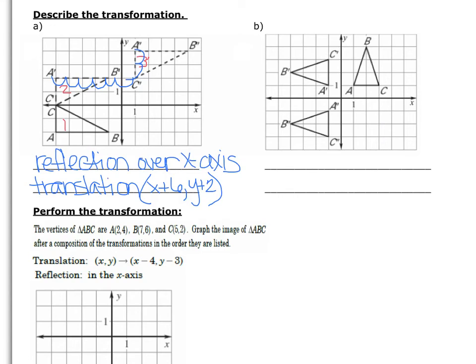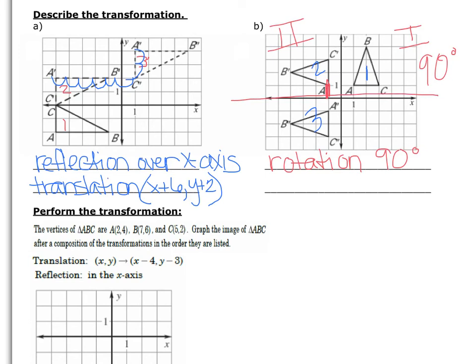Next one. So they started here. So this is 1, 2, and 3. From 1 to 2, all it did was turn, and you can see it went from quadrant 1 to quadrant 2. Each quadrant is 90 degrees, because remember there's 360 total. So it turned from one quadrant to the other, so that was a 90-degree rotation. And then you see it's the same distance away from this axis here. So we have a reflection over the x-axis.